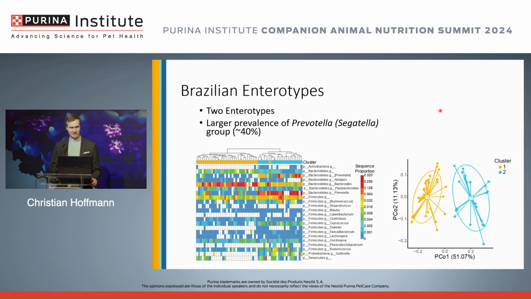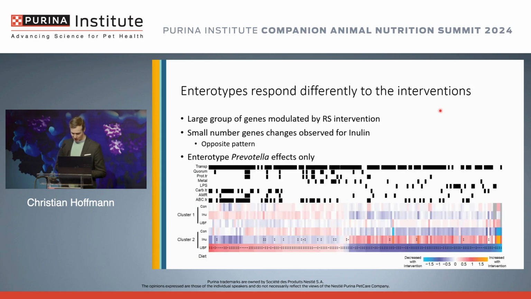I will present a little bit of data that follows up on these comparisons of different populations. What are the effects of the intervention? We had inulin and resistant starch consumed, and what we see over here is a representation of the different genes within the gut, the functional potential of this microbiome, that were significantly modulated by the interventions.